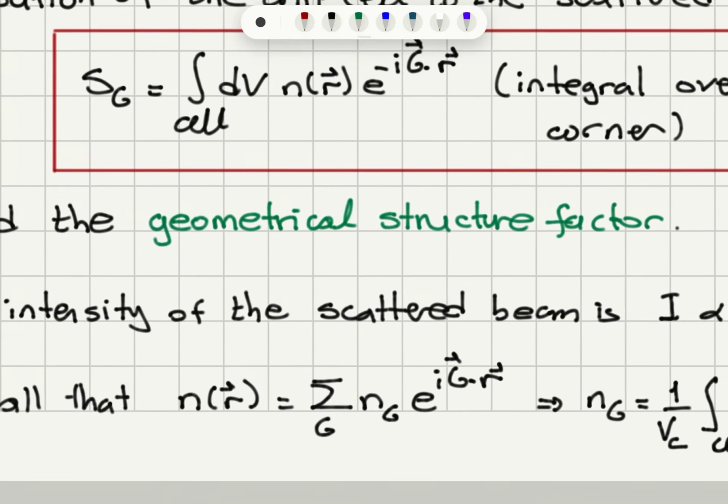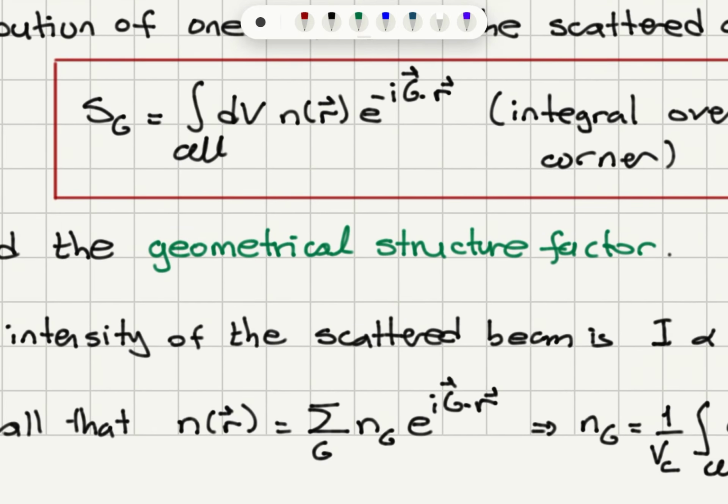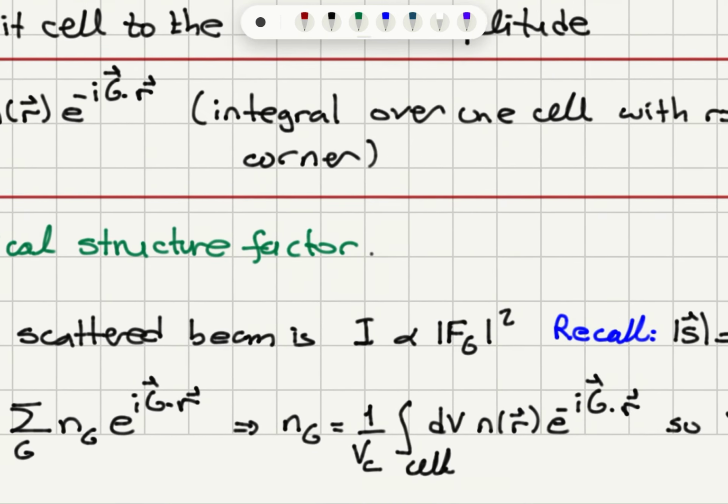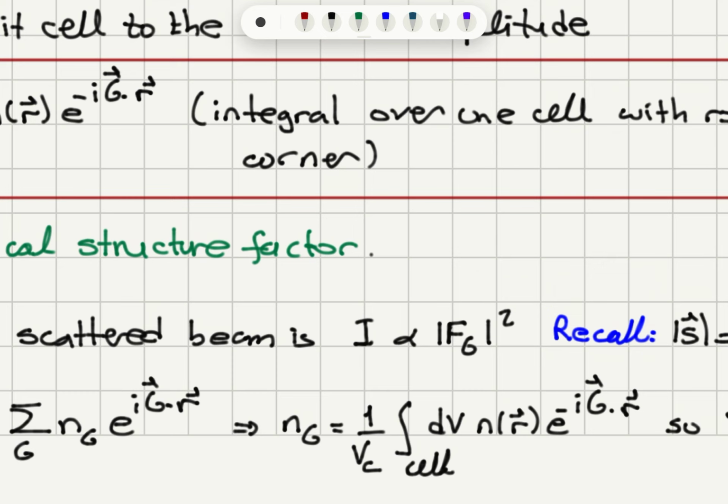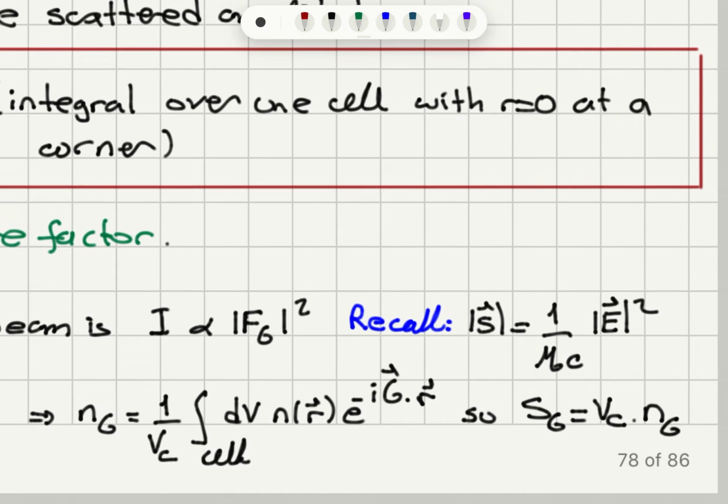Now you may be wondering where this comes from. Well, recall that we have Fourier's theorem. Since n of r is a periodic function, it can be written as a sum over the Fourier coefficients n sub g e to the i g dot r. This is Fourier's theorem, and the Fourier coefficients are given by the inverse Fourier transform: 1 over the volume of the cell, integral over the cell dV n of r e to the minus i g dot r.